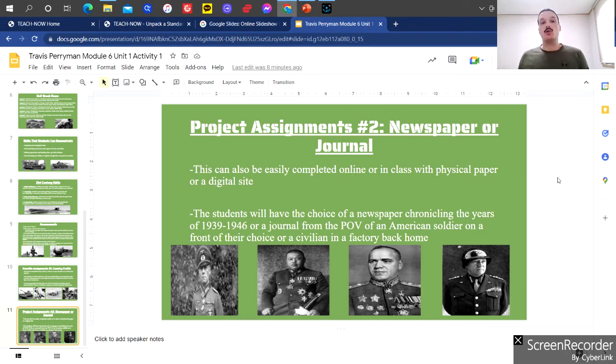And they could also have a journal from the POV of an American soldier on a front of their choice, so Europe or the Pacific, or China, Burma, India, or the Battle of the Atlantic if they wish to get more specific in that regard. And they could also have it from the POV of a civilian in a factory back home, because they would be witnessing profound social change.